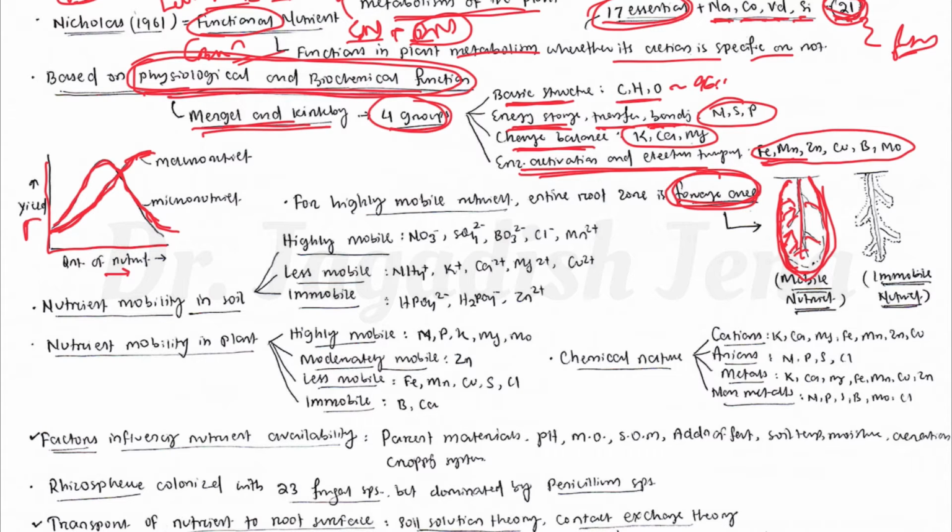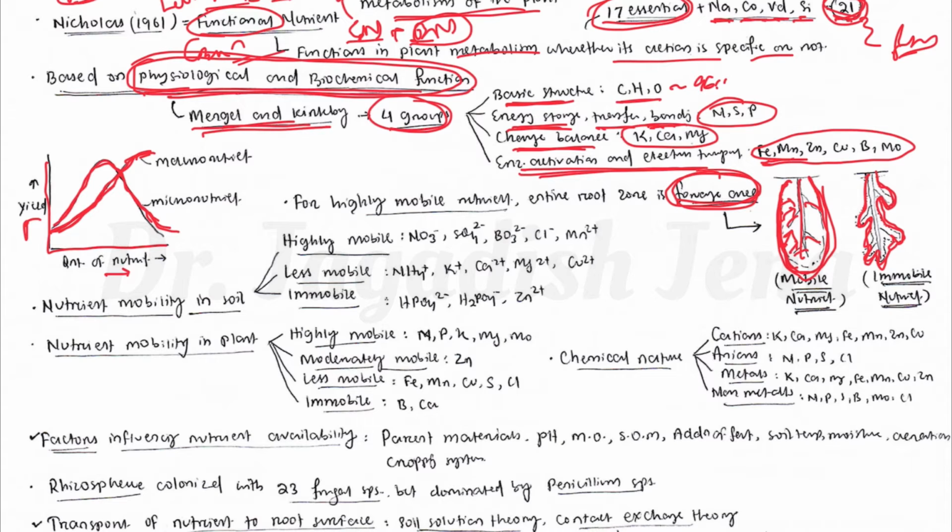But for immobile nutrient, it is closely adhered to the root and root hair and the root system. So the forage area is very limited for immobile nutrient. Okay, are you getting my point? This is the forage area for mobile nutrient, this is the forage area for immobile nutrient, because as the nutrient is immobile in soil, only that particular nutrient that is closely adhered to the root system can be absorbed by the plant. So that is in case of immobile nutrient.